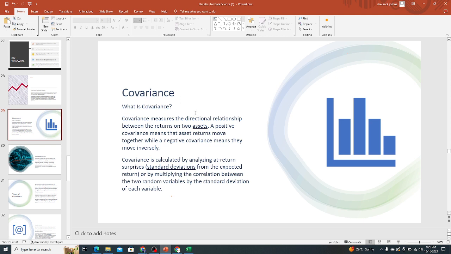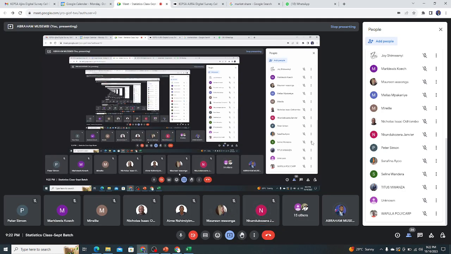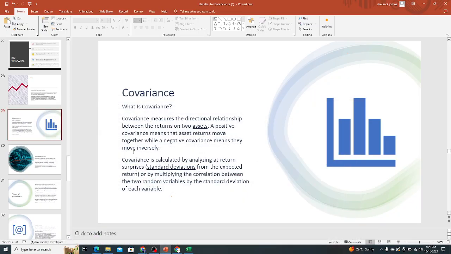So what is covariance? Covariance measures the directional relationship between the returns on two assets, or basically between two variables. A positive covariance means that the two variables move together, while a negative covariance means they move inversely.